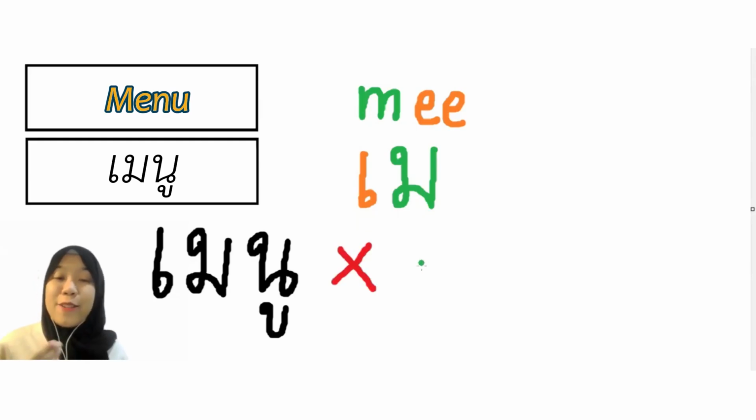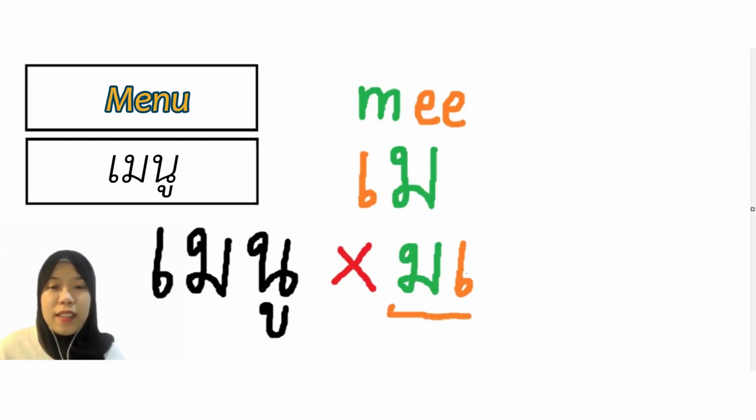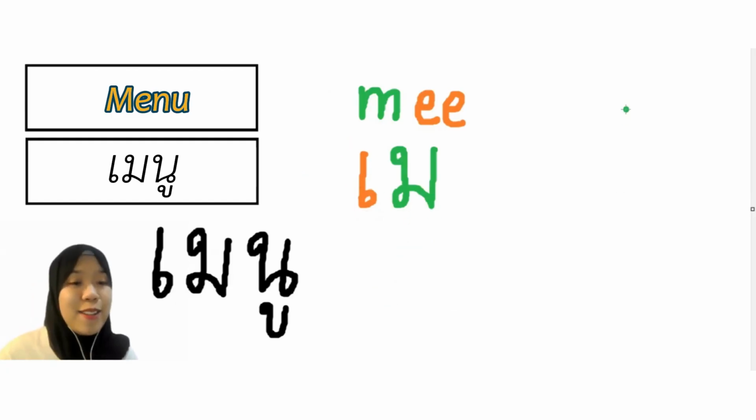And I also want to show you how to never write me. So this is the wrong method. If you start with the ma and then follow by the a sound, can you read this as may? No, in Thai it is wrong. So the vowel a always comes in front of the consonant. So this is the correct one here. Me. Now let's go to the next part, which is nu.